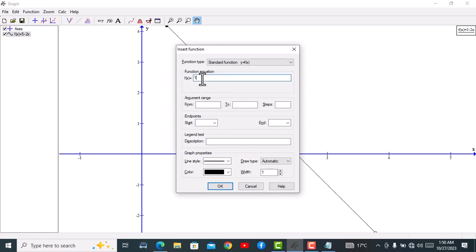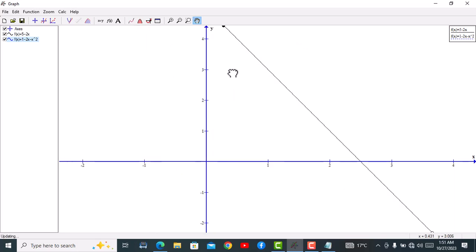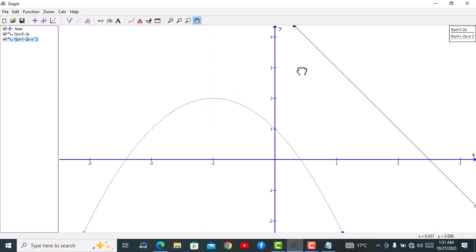So we have 1 minus 2x minus x squared. Let me see. 1 minus 2x minus x squared. And I'm going to use this for drawing, and I'm going to use that color. I'm not going to specify here, but I want this to be the beginning and that one to be the end. And let me just move a little bit on this side.